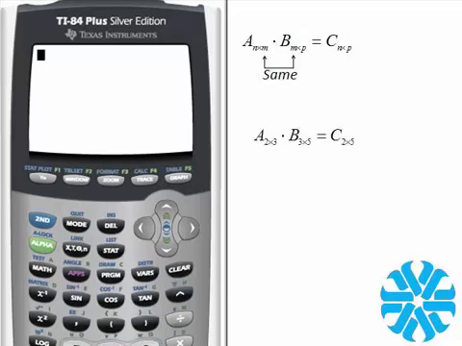For example, if matrix A is a 2 by 3 and matrix B is a 3 by 5, and you take the product of matrix A and B, the result will be matrix C, which has dimension 2 by 5.